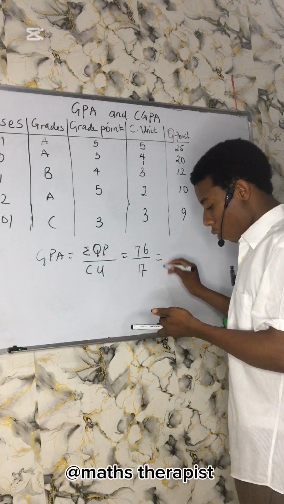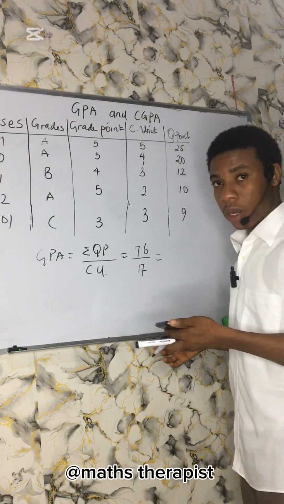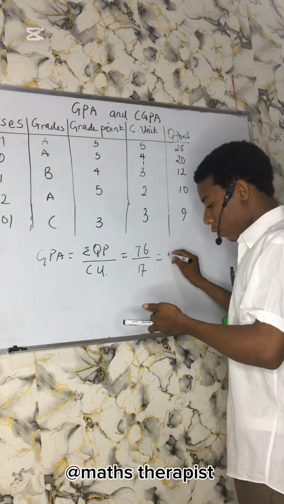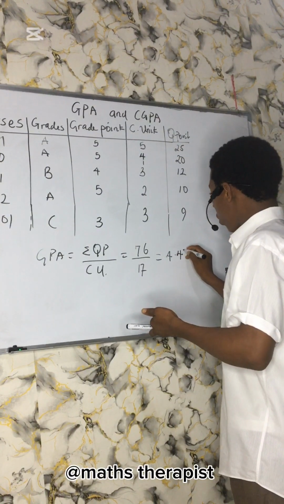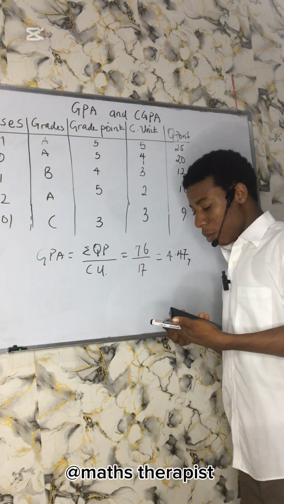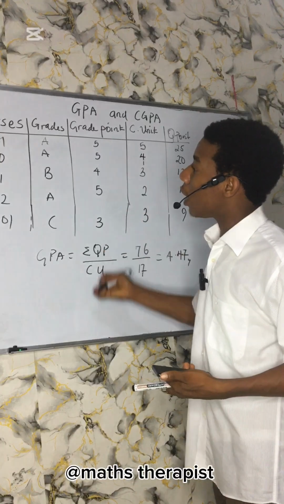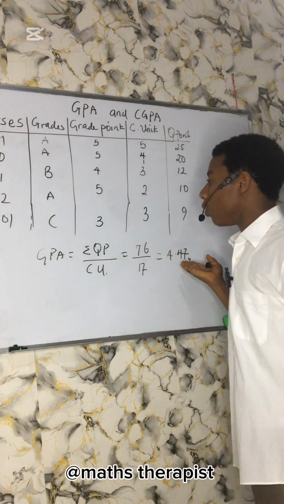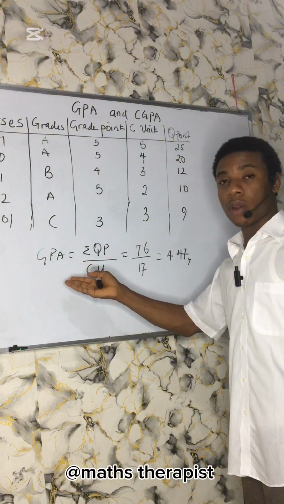That's 4.47. Remember that in calculating GPA, we keep only 2 decimal places. So that simply means that this person is liable to have a GPA of 4.47. That's the grade point average.